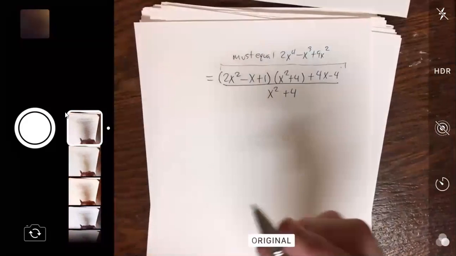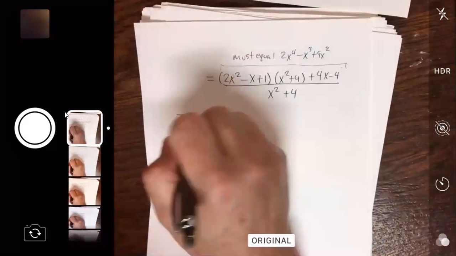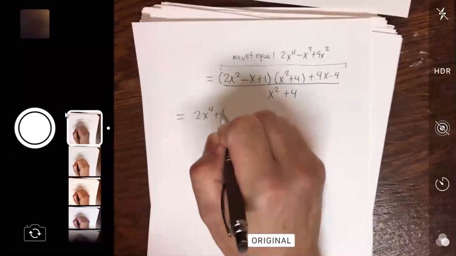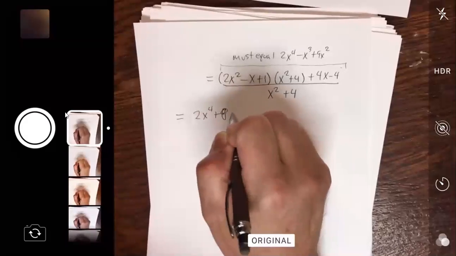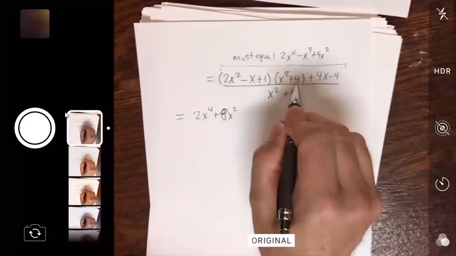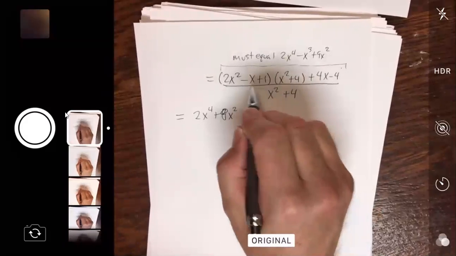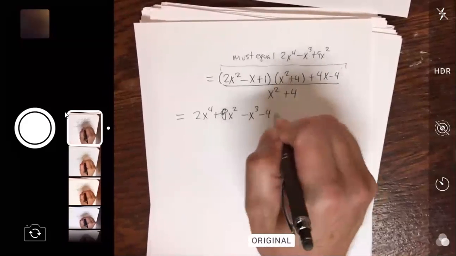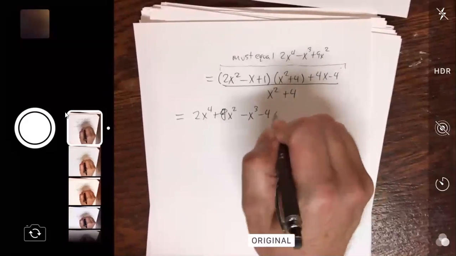I like a little drama. All right, so you see you get a 2x to the fourth, a 4x squared, sorry, that's an 8x squared, do it right. My job is at stake. 8x squared minus x cubed minus 4x plus x squared plus 4. Is that too fast? It'll catch up.